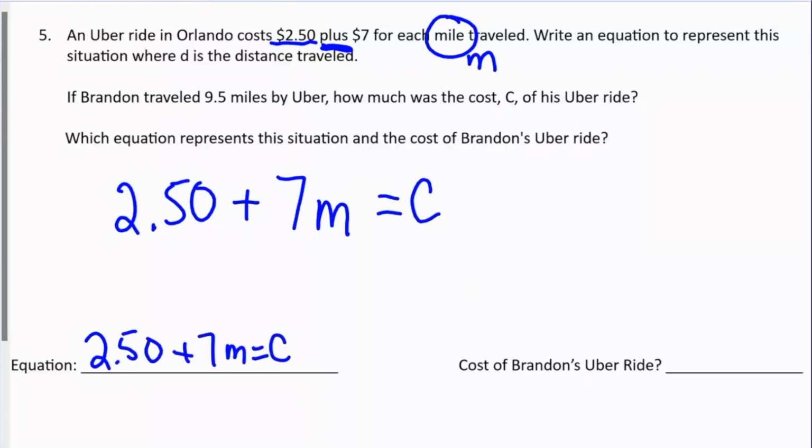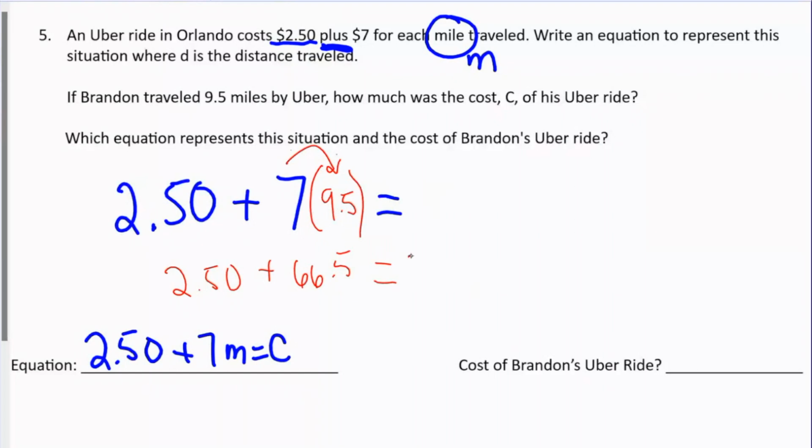Now let's look at, they tell us that Brandon wants to travel 9.5 miles. So instead of M, we now know what we want to plug in. We want to plug in 9.5. So now we're just going to either type it into our calculators, or you can follow PEMDAS to solve it. So we can start by doing 7 times 9.5, which is going to get us 66.5. And then we add our 2.50, which is going to get us $69. So that means Brandon's Uber is going to cost him $69.